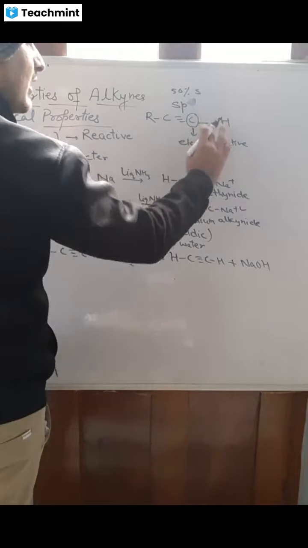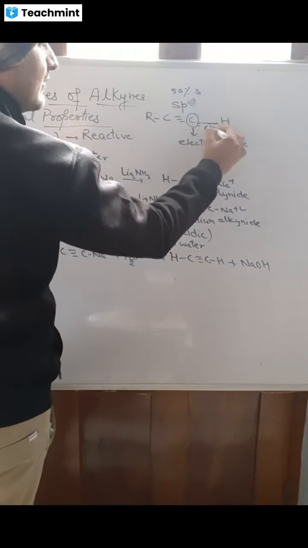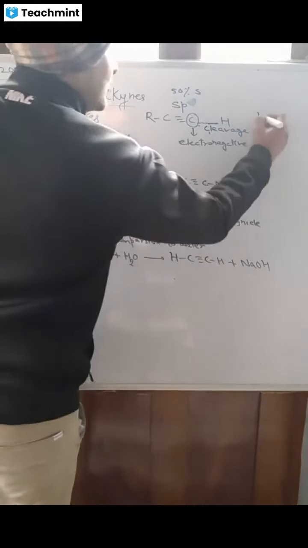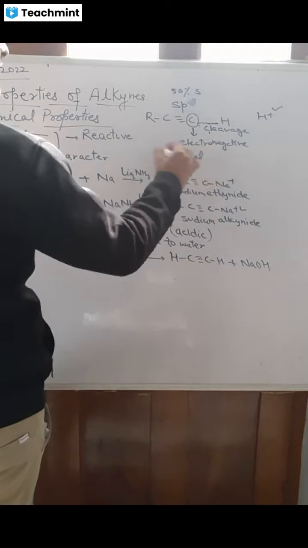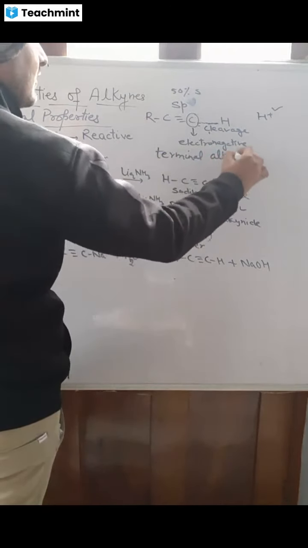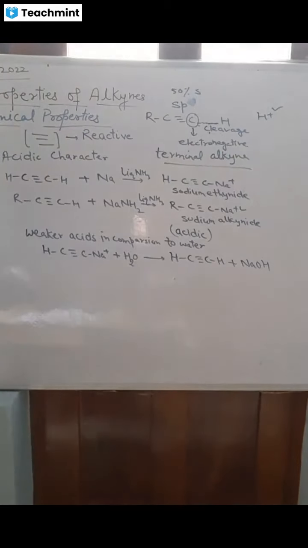The bond formed between C and H will undergo cleavage, that is, it can break down easily and form H positive ions, and when a substance forms H positive ions it behaves like an acid. Clear? Clear beta? So in that nature we can say this can be shown by the terminal positions only. Only terminal alkynes can show that. Terminal alkynes show the properties of acidic behavior more than the other non-terminal alkynes.